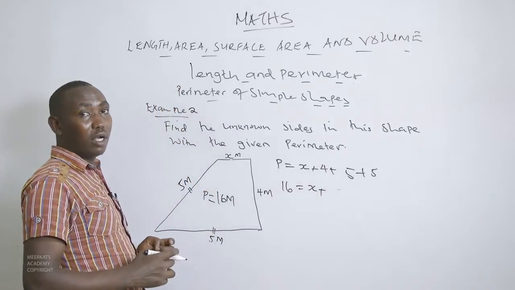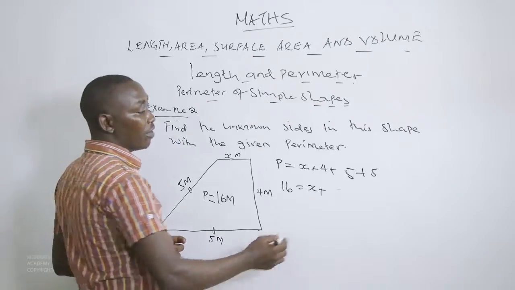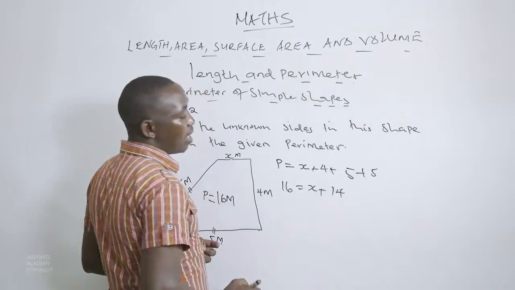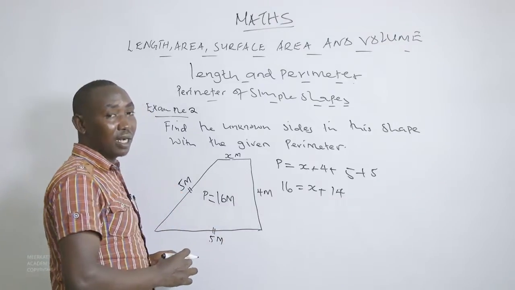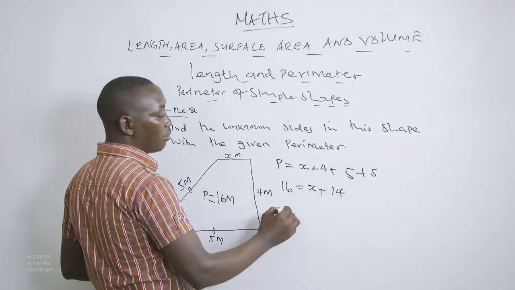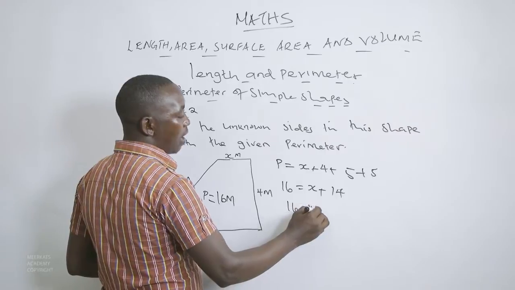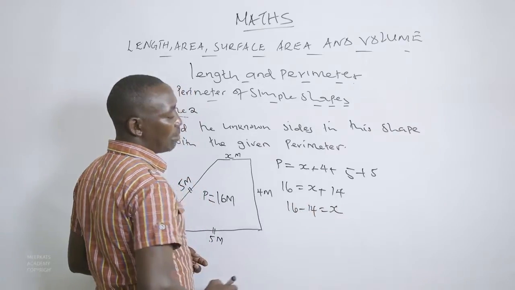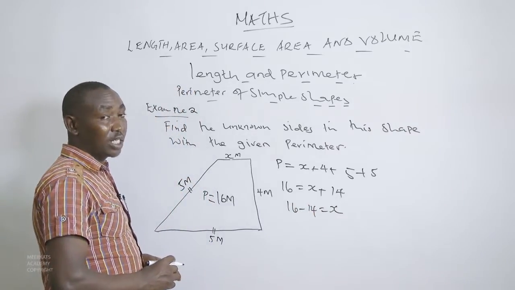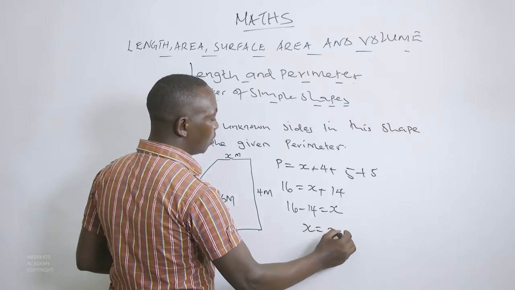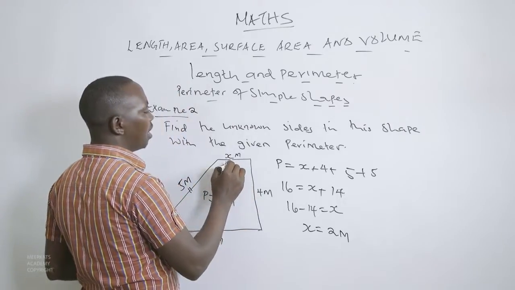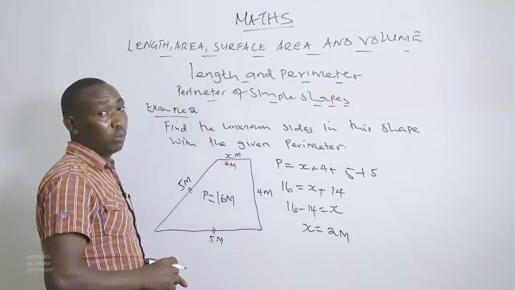When you add 4, 5, and 5, you will get 14. And therefore, for you to get the value of x, we need to remove 14 from the other side, and that means we subtract it from both sides, and therefore our value of x shall be 16 subtract 14, which will give us that x is 2 meters.